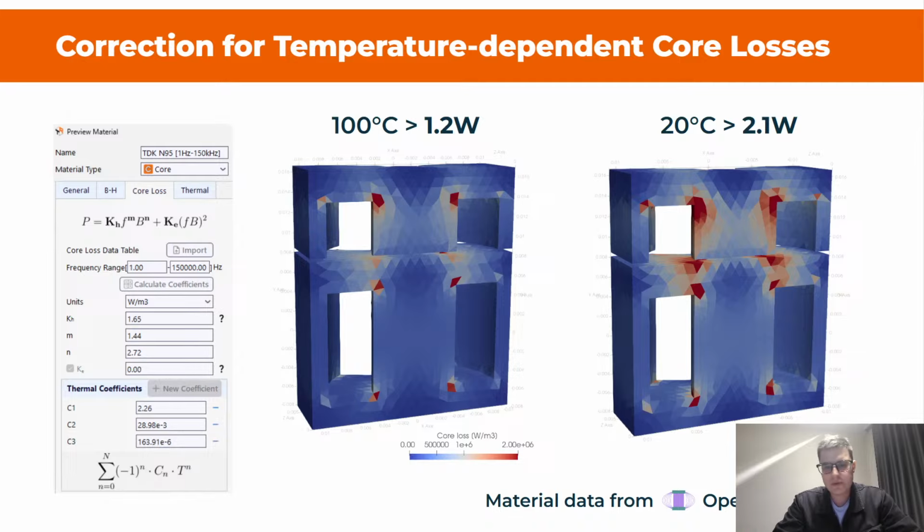So we source material data from OpenMagnetics, thermal coefficients and Steinmetz coefficients, and now you can model core losses that are dependent on the temperature. Although currently only temperature dependence from the temperatures that you initially set, like initial temperature, but in the future we will also extend this to full nonlinear temperature dependence.